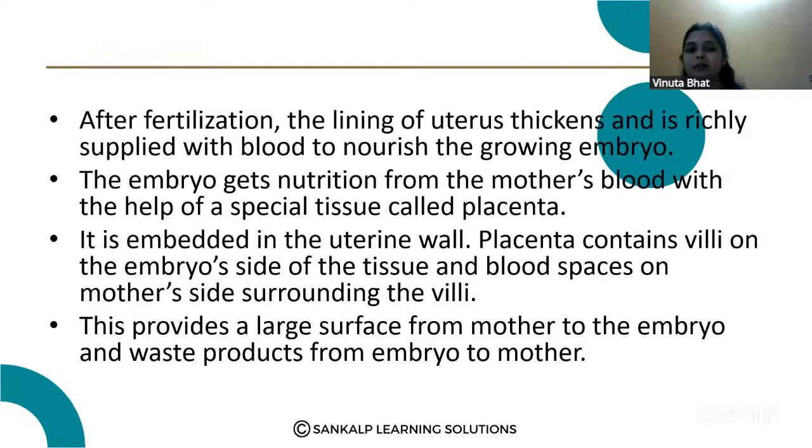The placenta helps in the nourishment of the embryo, and also helps in the removal of waste products from the embryo to the mother. It always helps in providing nutrients like glucose to the growing embryo, and also removes the waste products. It is embedded in the uterine wall, and the placenta contains villi on the embryo side and tissues and blood spaces on the mother side surrounding the villi.